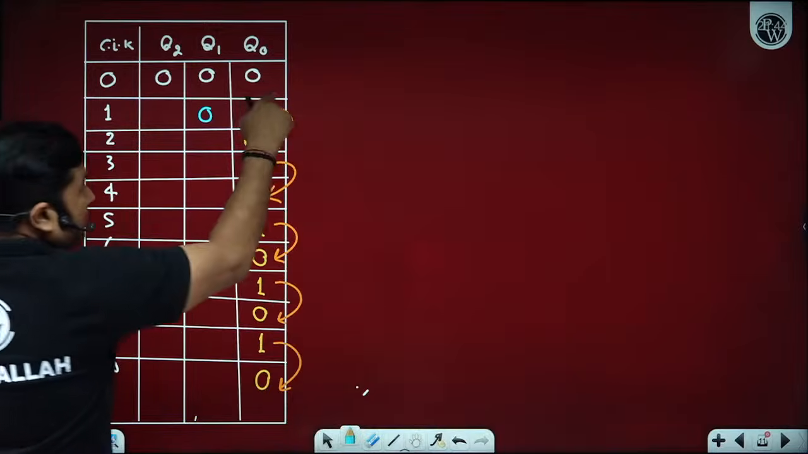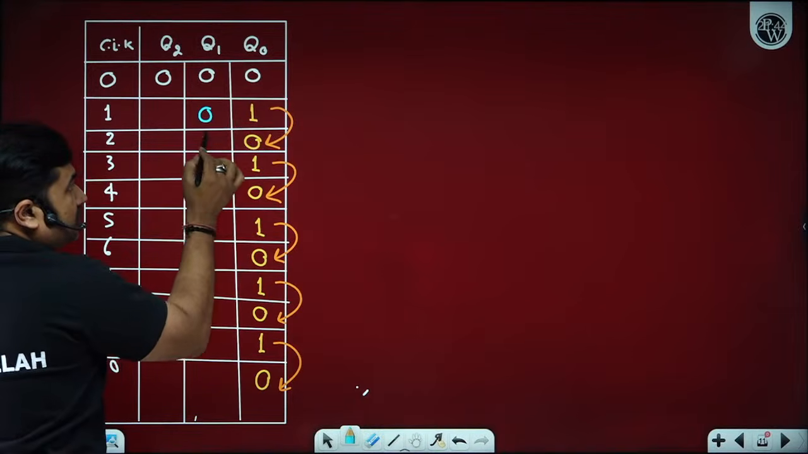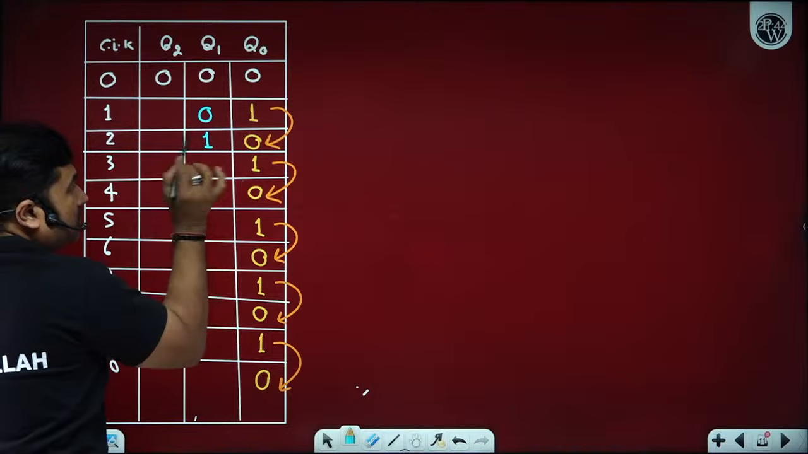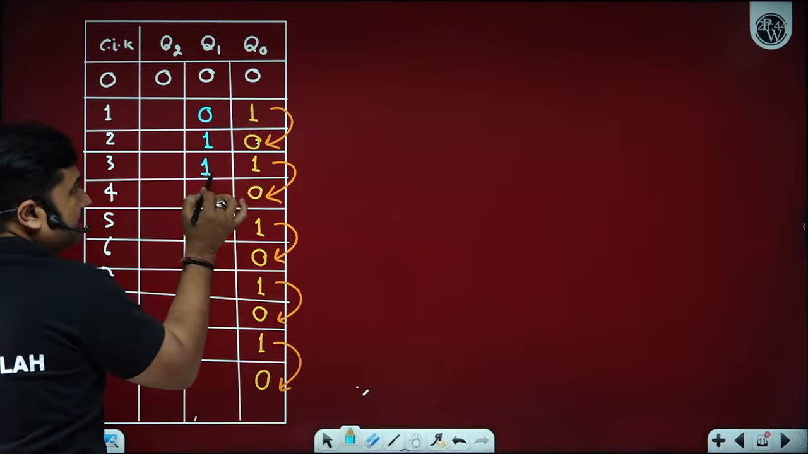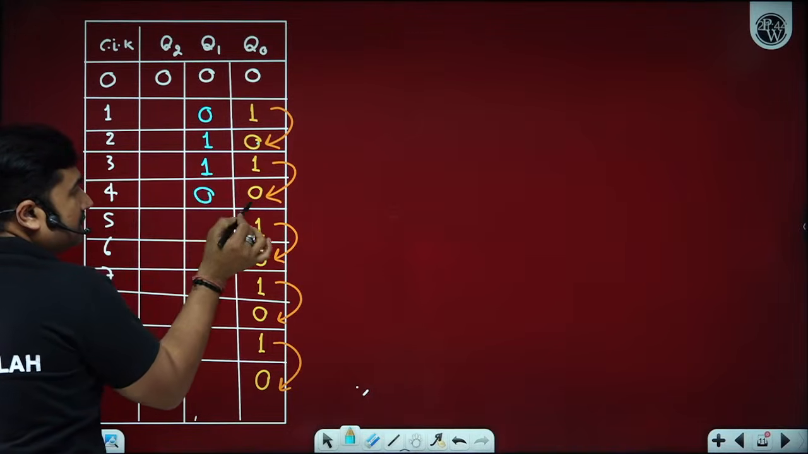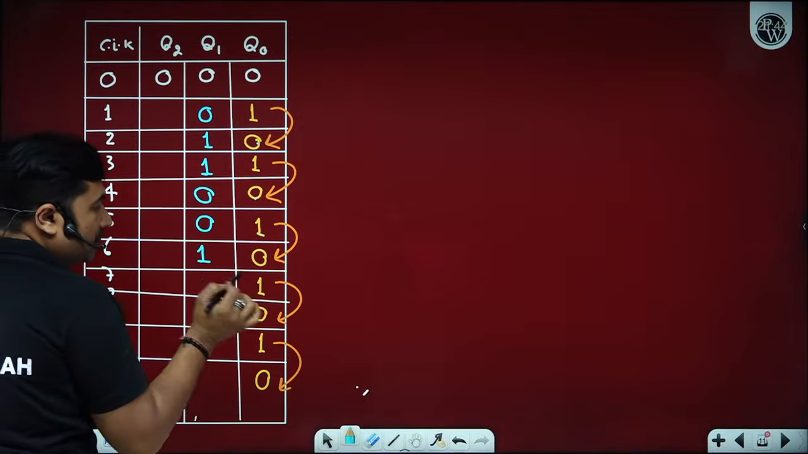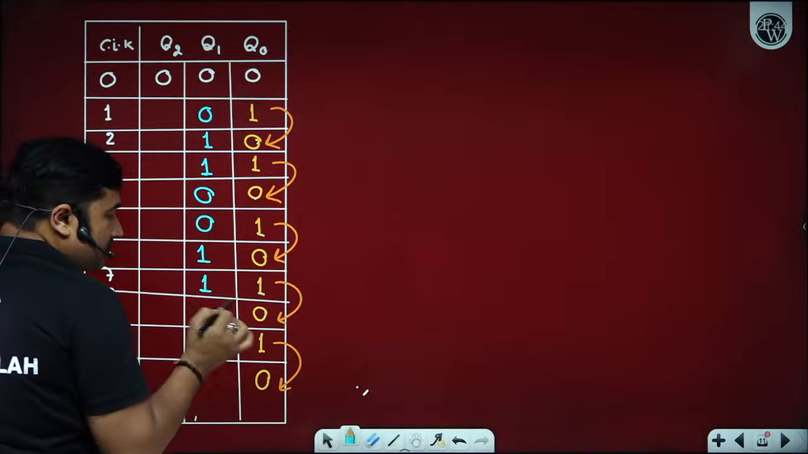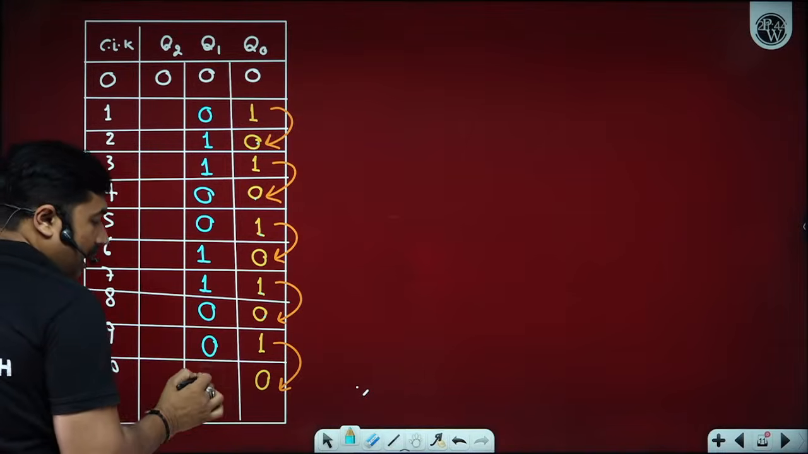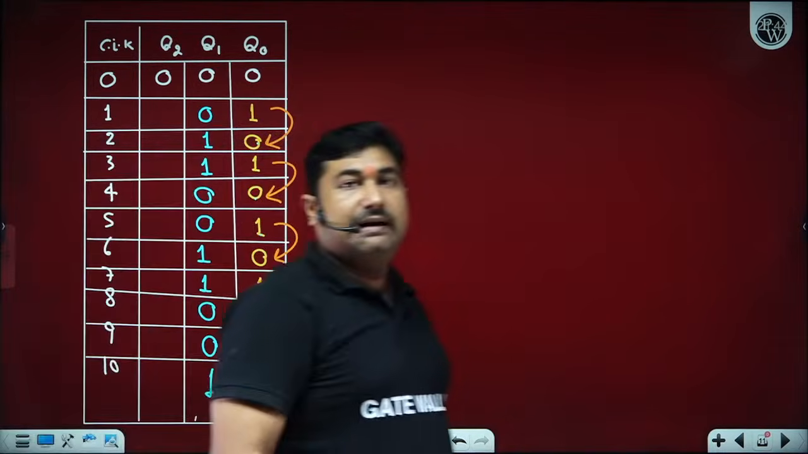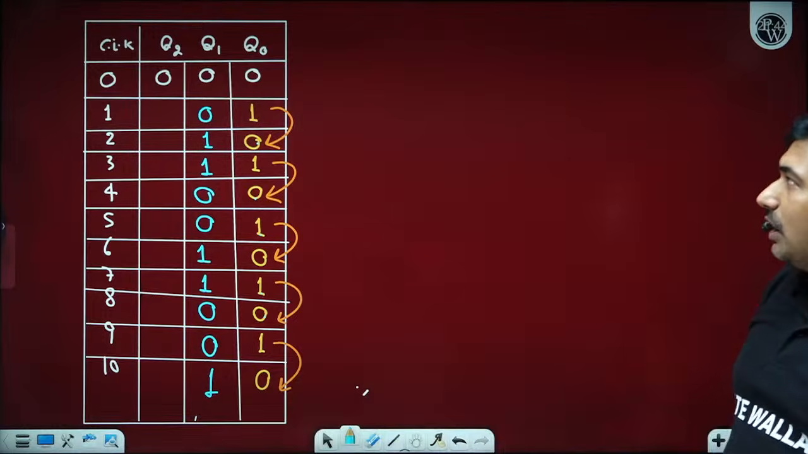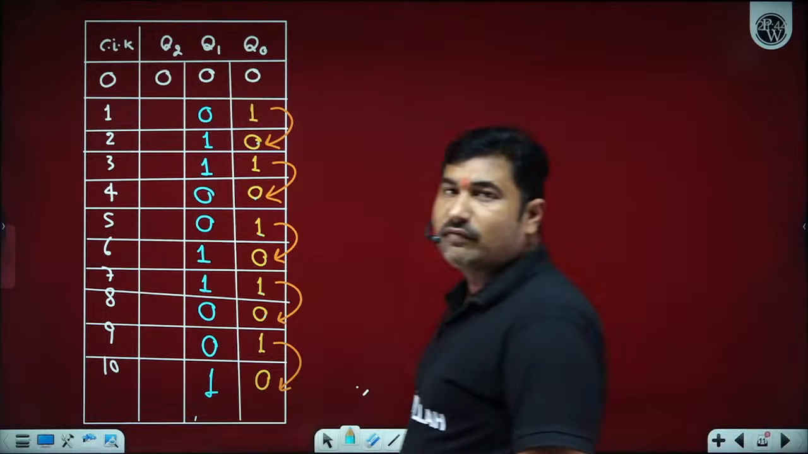So here Q0 is in transition from 1 to 0, so it toggles to 1. 0 to 1, it will remain the same. 1 to 0, it toggles. 0 to 1, it will remain the same. 1 to 0, it toggles. 0 to 1, it will remain the same. 1 to 0, it toggles. So how many of you are able to understand that Q1 toggles whenever Q0 changes from 1 to 0?